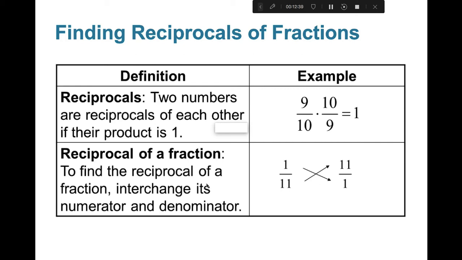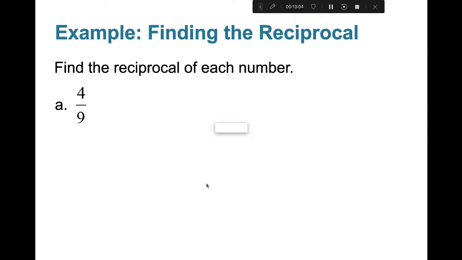So when we flip our fractions, we just flip them upside down. That is a reciprocal. The reciprocal of a fraction is just it flipped upside down, or interchanging its numerator and denominator. Sounds so much fancier, right? Flip the fraction. Too many big words.